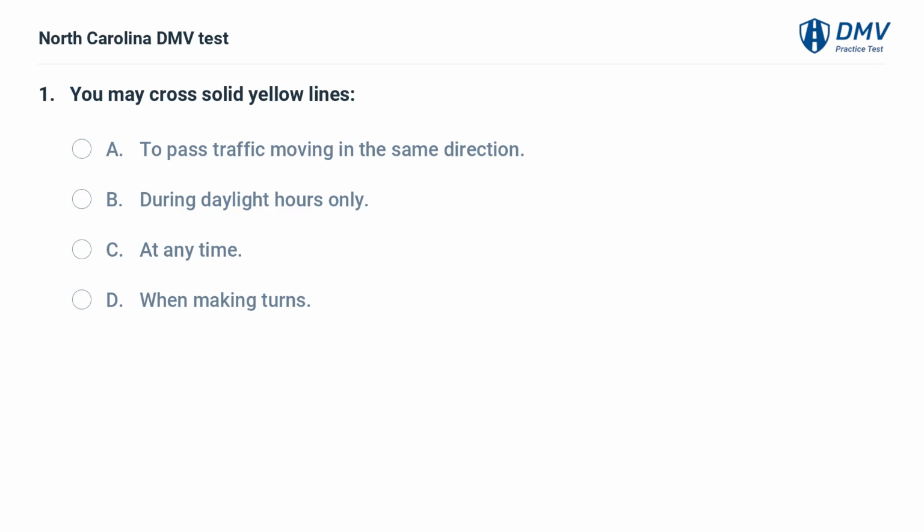You may cross solid yellow lines. A. To pass traffic moving in the same direction. B. During daylight hours only. C. At any time. D. When making turns.